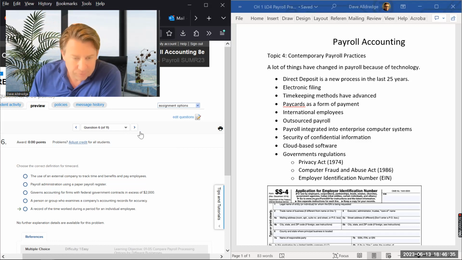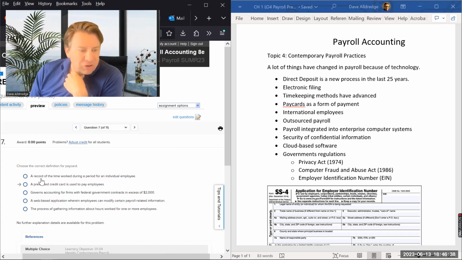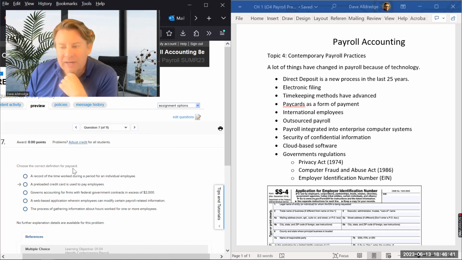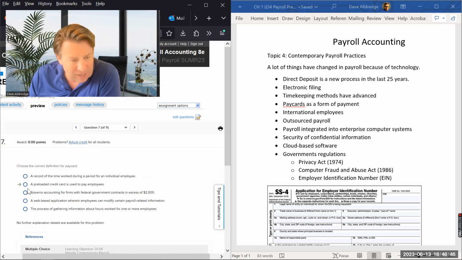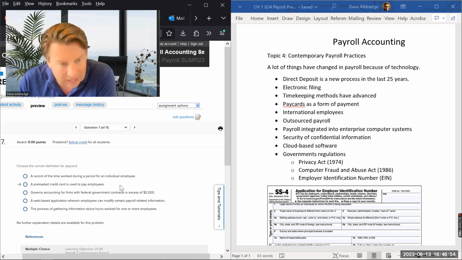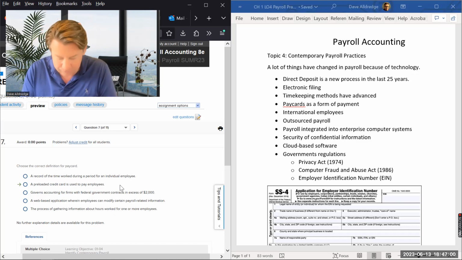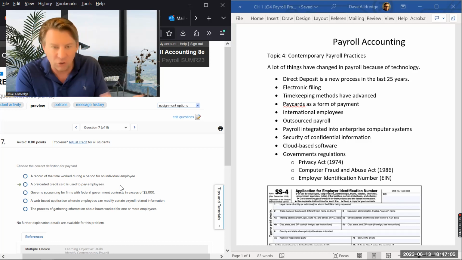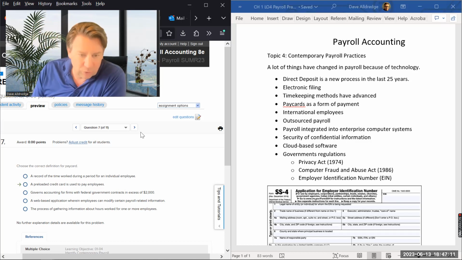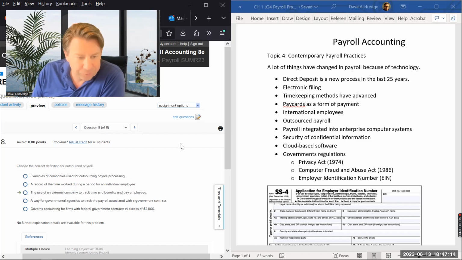Let's do the next one. What is the correct definition for a pay card? Now, I told you we're going to learn about pay cards more later, but this is the definition. A pay card is a preloaded credit card that's used to pay employees. Some employees don't have bank accounts or don't like bank accounts. So the idea of getting a pay card, a debit card, credit card, I'm not exactly sure what form it takes, but it has your wages on there, and then you just slide it and pay for things like you would normally use a charge card for.